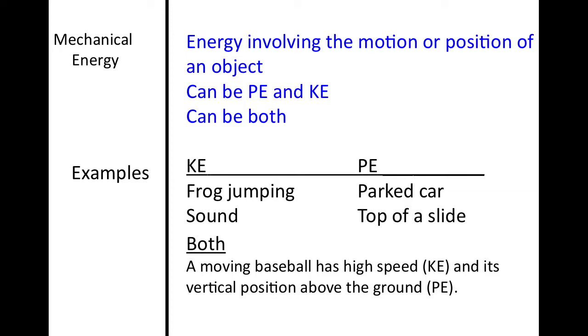For potential energy, a few examples are a parked car. It has the potential to move, therefore it has energy that is not in motion but could be. At the top of a slide is another example of potential energy. One example of something that is both kinetic and potential is a moving baseball, or any object that has a high speed, which is the kinetic, and its vertical position, which means that it has the potential to have more energy. So the vertical position above the ground would give it more possibilities for energy.